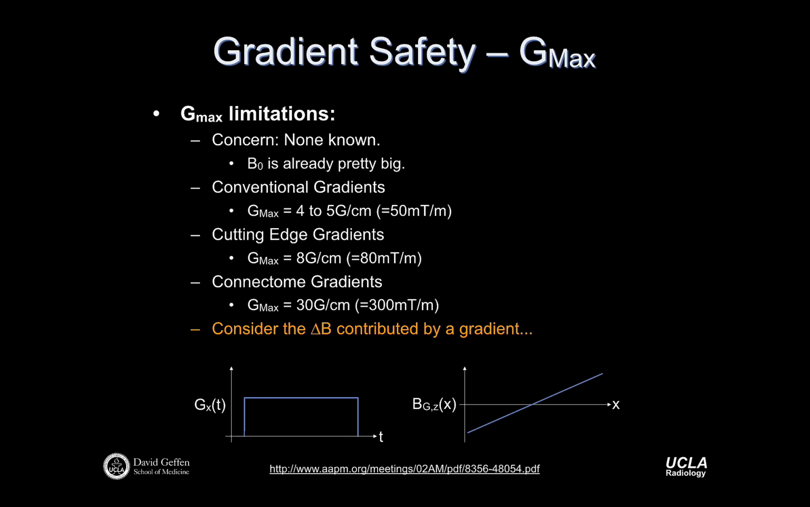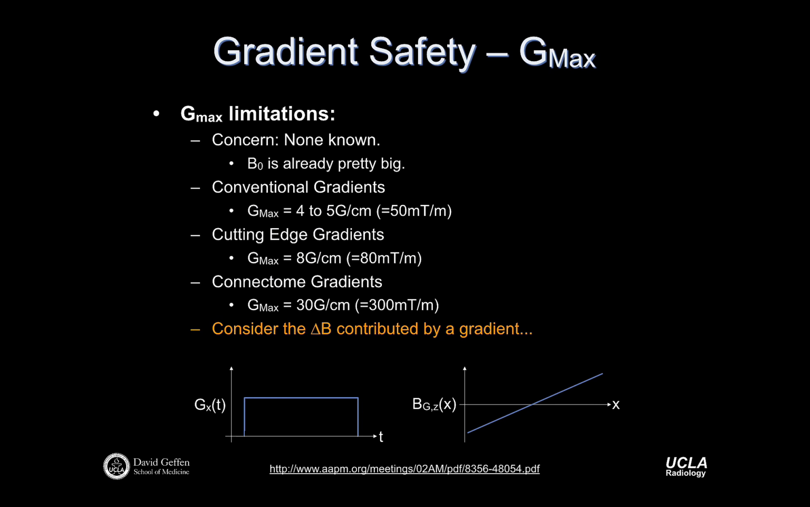Okay, so I mentioned a little bit about gradient safety, and we'll talk about this. I think it's the last thing. With gradient safety, there are two gradient characteristics that we really care about: the maximum gradient amplitude and the maximum slew rate. The maximum gradient amplitude, there's no reason that it should cause some kind of a problem.